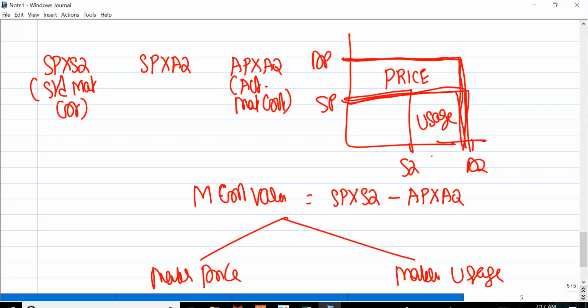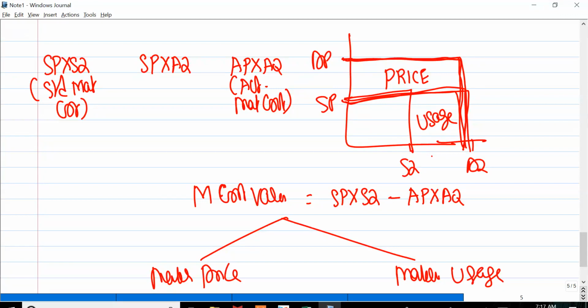What is cost variance? This together is the smallest rectangle, SP into SQ, minus the biggest rectangle, AP into AQ. SP into SQ, your smallest rectangle, minus AP into AQ, your biggest rectangle, and you are getting your cost variance. Clear? Any doubts on this?